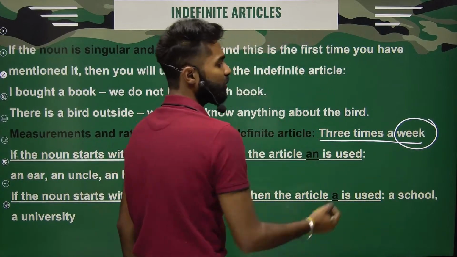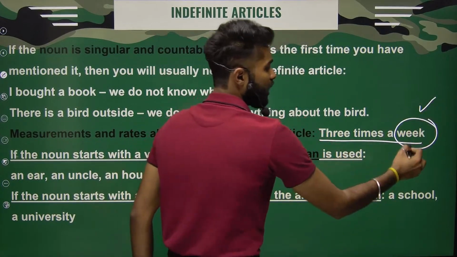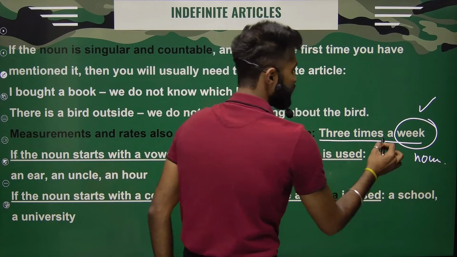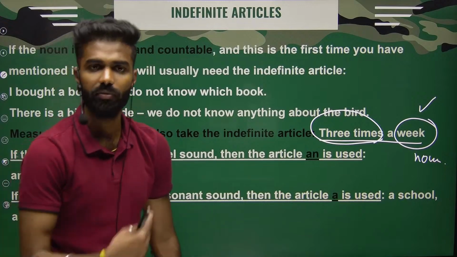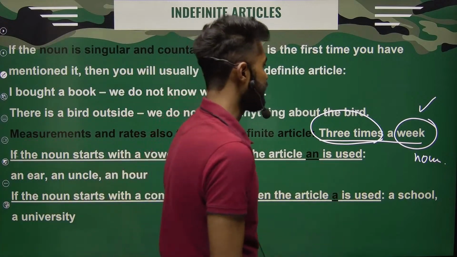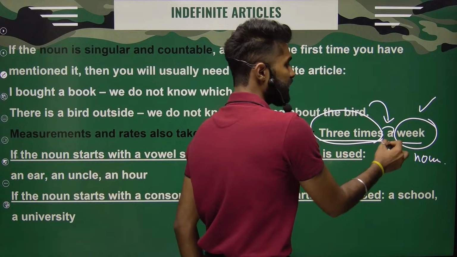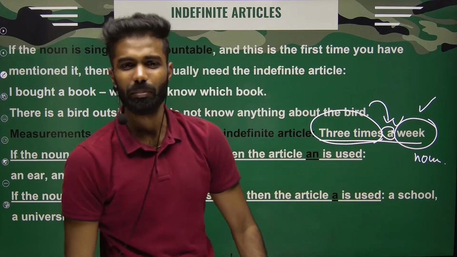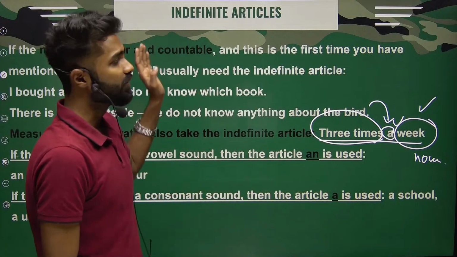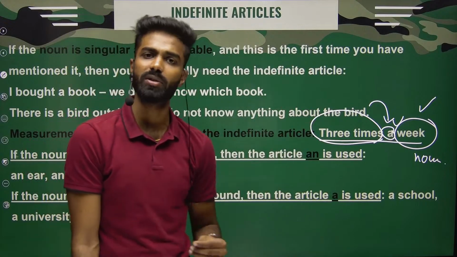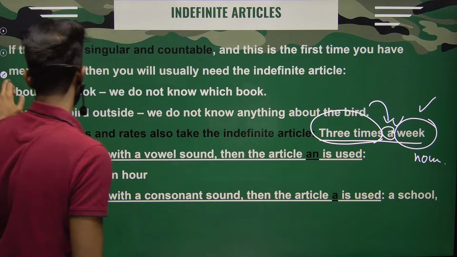Three times a week. Week is a normal noun here we are using. See here, three times is like a measurement. We are measuring how many times. So "three times a week" will be used. Don't get confused by anything like that. Week you can normally use as a noun. And whether it is countable or uncountable, you can go through the chart and then you get it. Don't need to get confused over here.